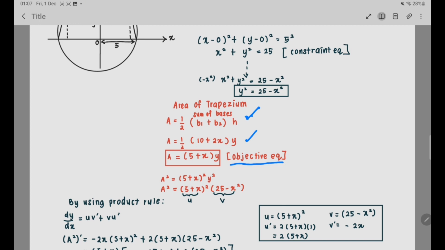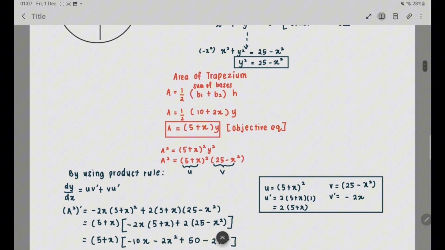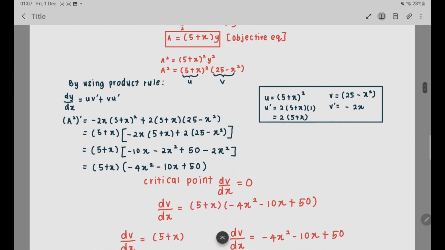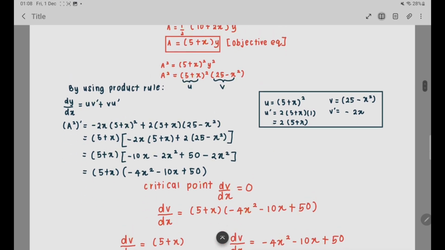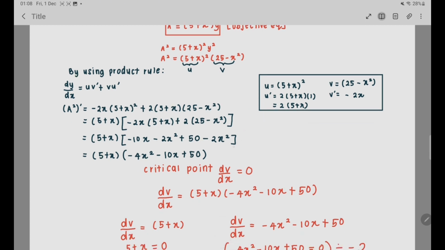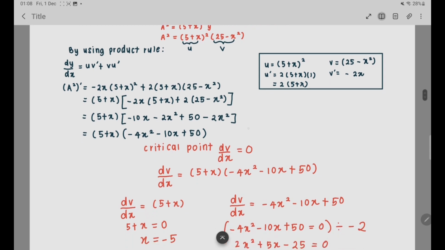In order to relate it with y squared, we need to square the objective equation, and we get A squared equals (5 plus x) squared times y squared, where y squared is already stated there. By using the product rule, we can differentiate. After you find u and v, we just do the product rule as usual, and you will get (5 plus x) times (negative 4x squared minus 10x plus 15).